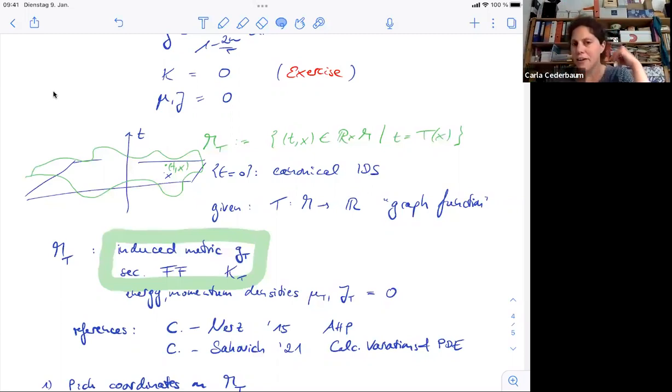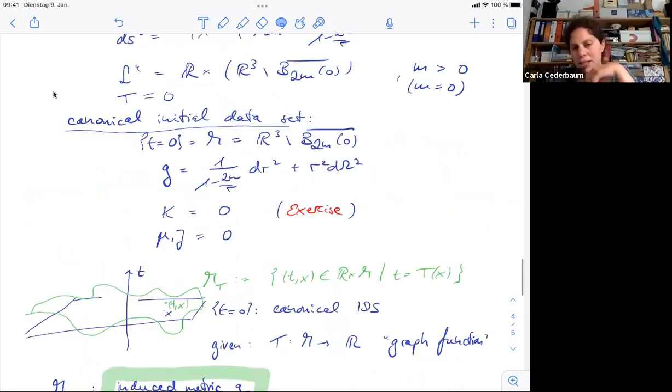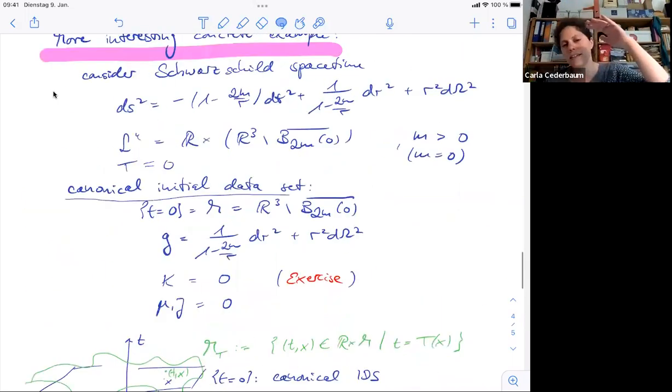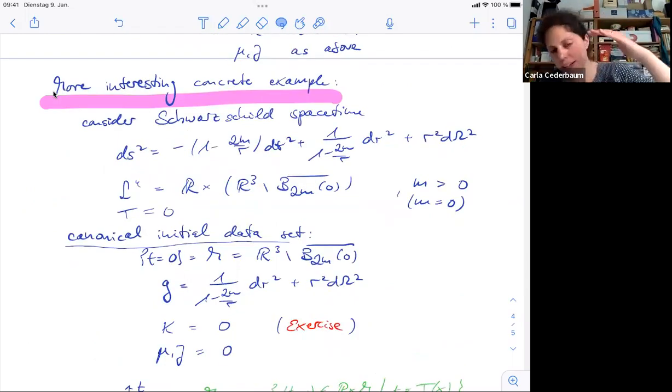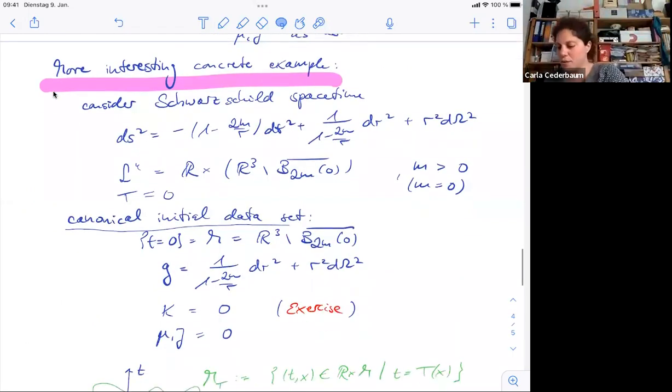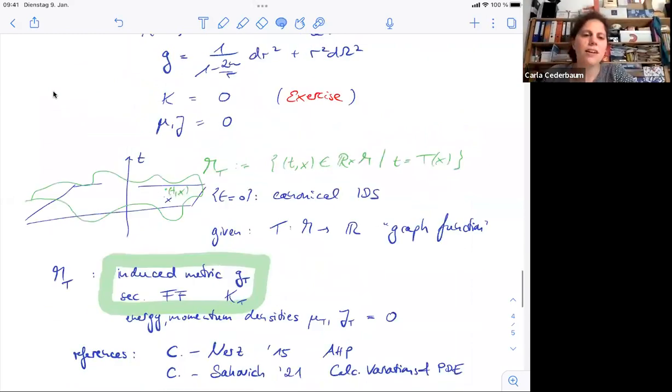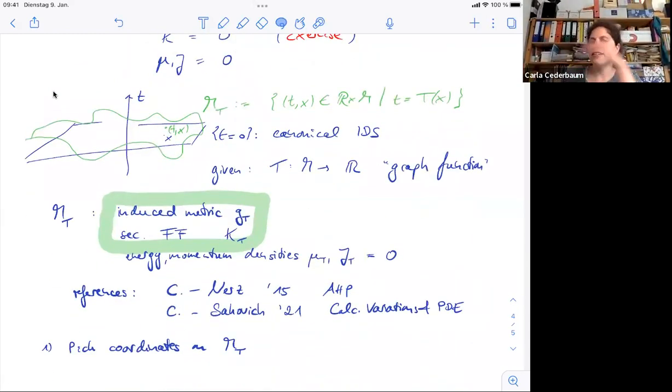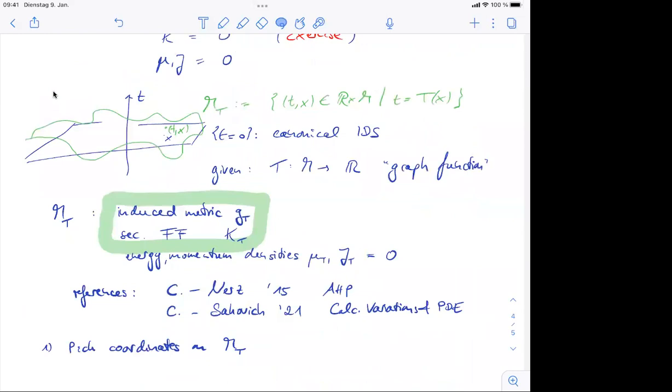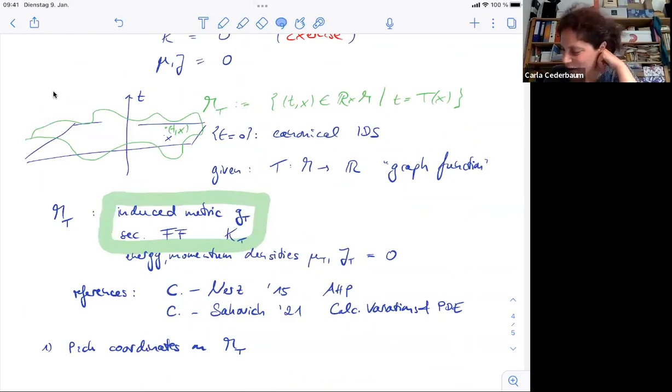While in a scenario where we have a standard static metric, so a metric of the form minus some function dt squared plus some time independent metric, because of this time translation symmetry, there is a canonical way to say which point in the blue canonical initial data set corresponds to which point above it, because we have this notion of above. Yeah, and sorry everyone, I'm abusing my powers of asking questions. Sorry, Carla, please go ahead. No, that's great.